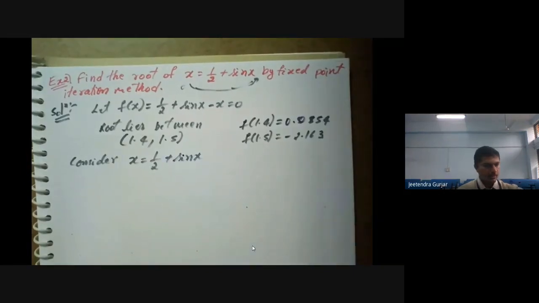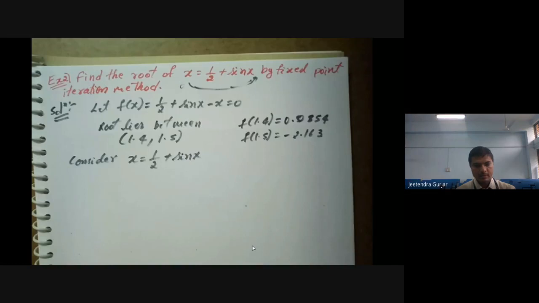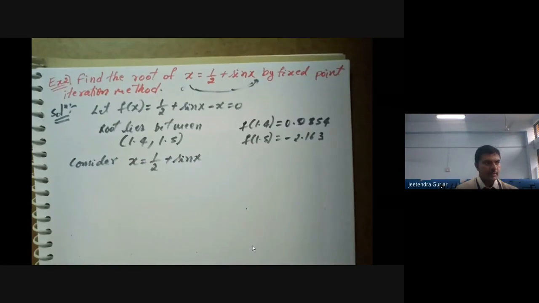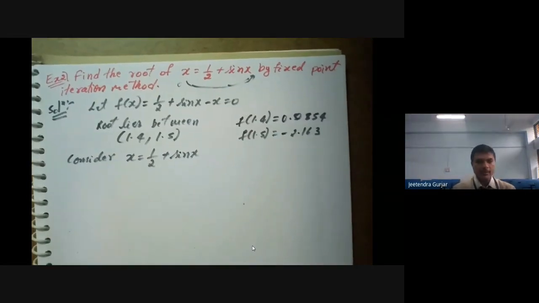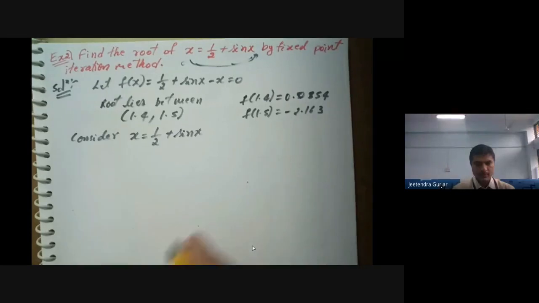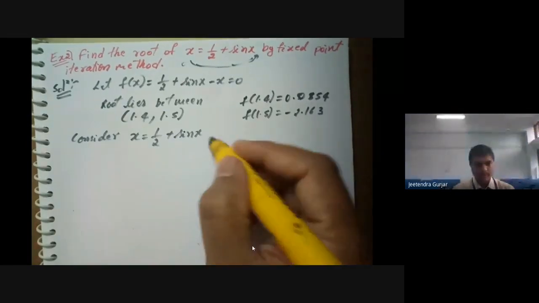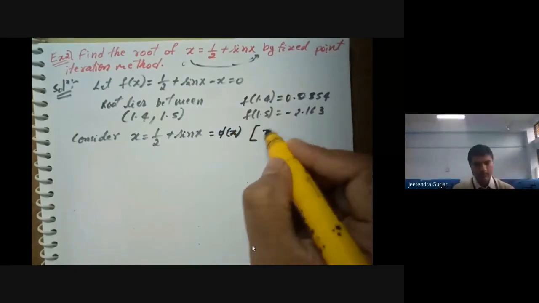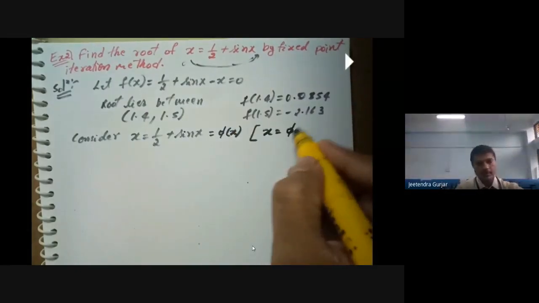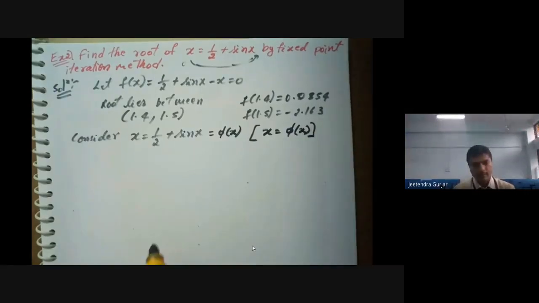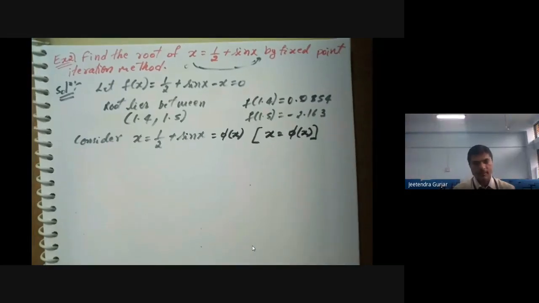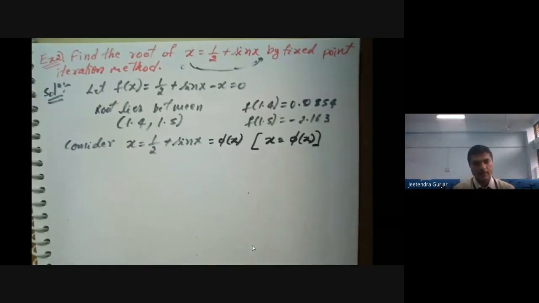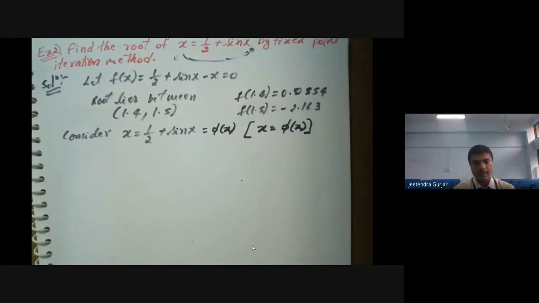So consider now the equation x is equal to 1 upon 2 plus sin x. Okay. Now you can see the given equation is x is equal to 1 upon 2 plus sin x. But this is our psi of x. So f of x is different, psi of x is different. Now you can see x is equal to phi of x. This we are going to consider directly as phi of x. So f of x is different, phi of x is different.